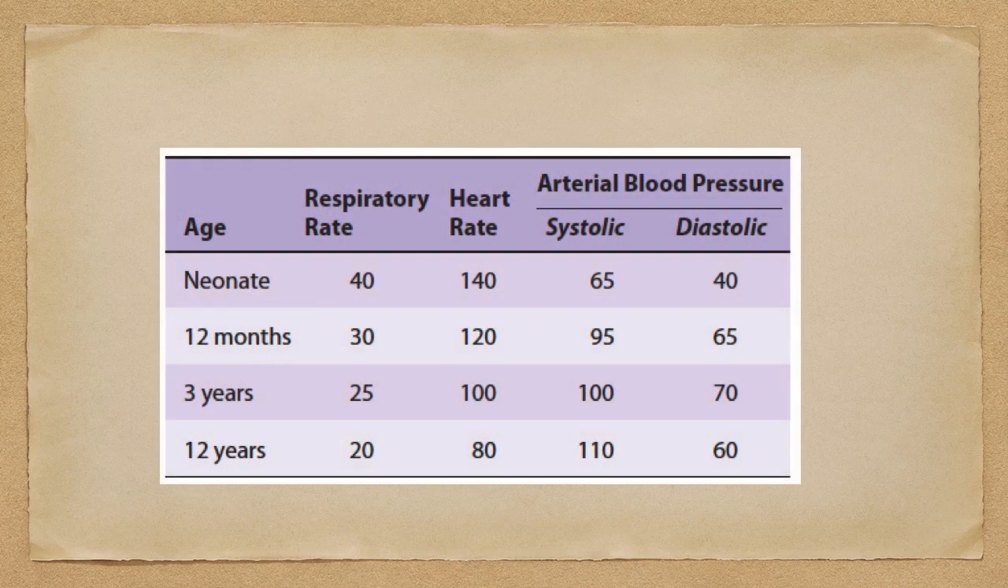As you can see in this slide, the neonate respiratory rate will be 40 and heart rate will be 140. As the child reaches 12 months, respiratory rate will come down to 30 and heart rate to 120. By the age of 3 years, it will be 25 and heart rate will be 100. And by 12 years, respiratory rate will be 20 and heart rate will be 80.